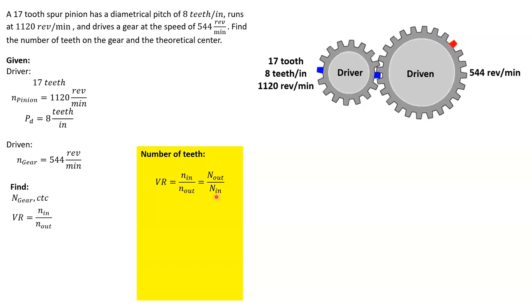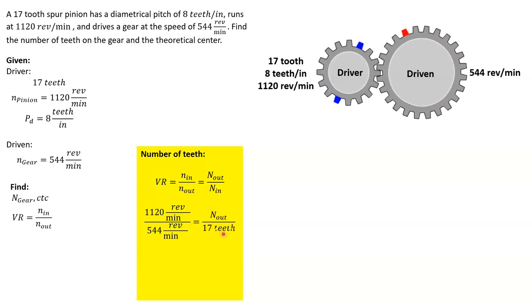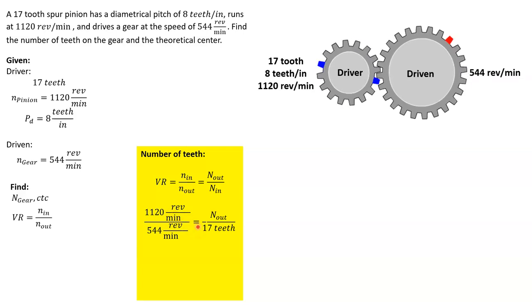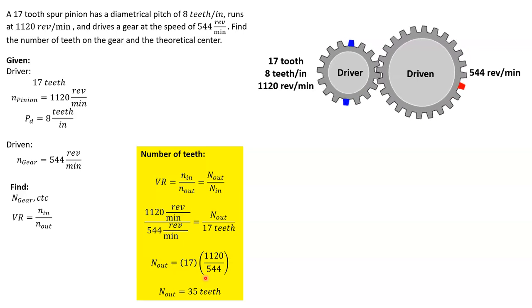If we just plug those into the equation, we have 1120 over 544 for the rotational speed in versus out. It's going to equal the ratio of the number of teeth on the output divided by the number of teeth on the input. So all we have to do is solve for the output teeth, or multiply both sides by 17 teeth. The revolutions per minute cancel, and we're left with the proper units on the output teeth, and that will be 35 teeth. It's that simple, just a ratio between them.